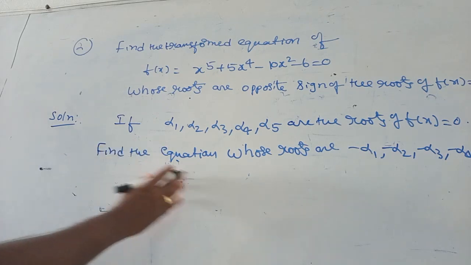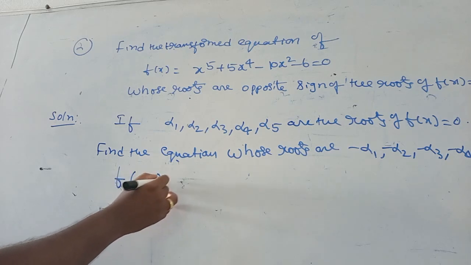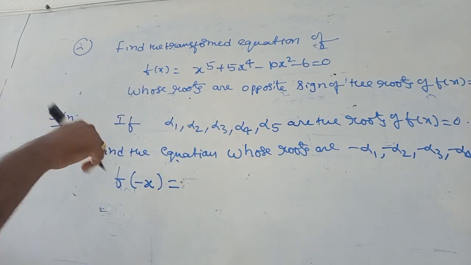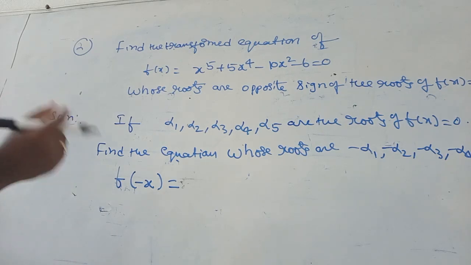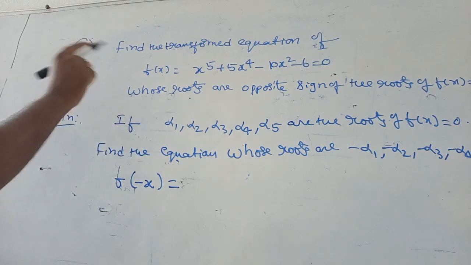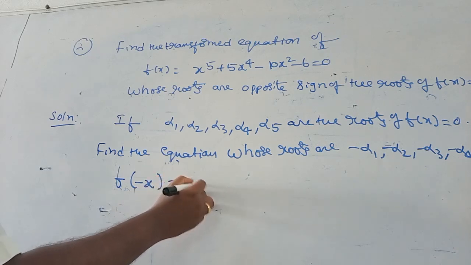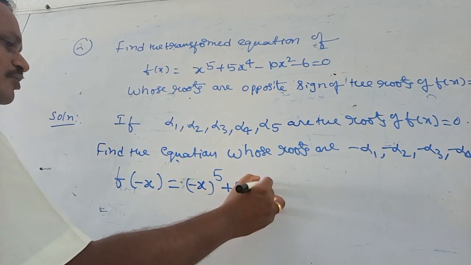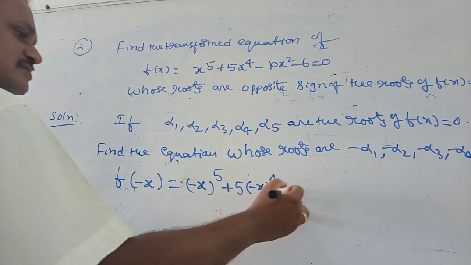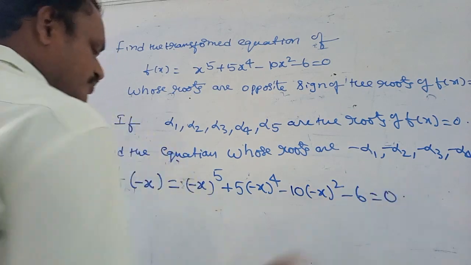How we are going to get that, my dear students, is that we need to find f of minus x. F of minus x is the transformed equation whose roots are the negatives of the roots of the original equation. Therefore, f of minus x is minus x whole power 5 plus 5 into minus x whole power 4 minus 10 into minus x whole square minus 6 is equal to 0.